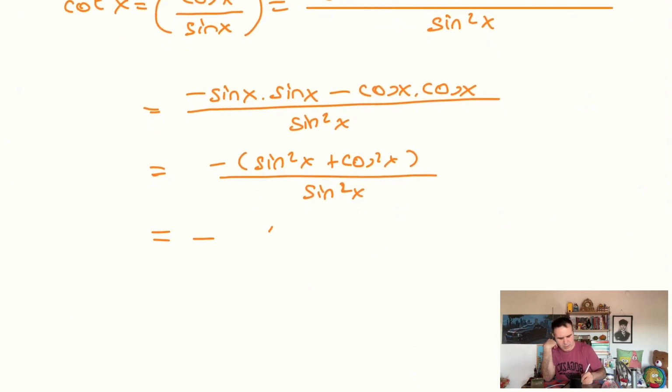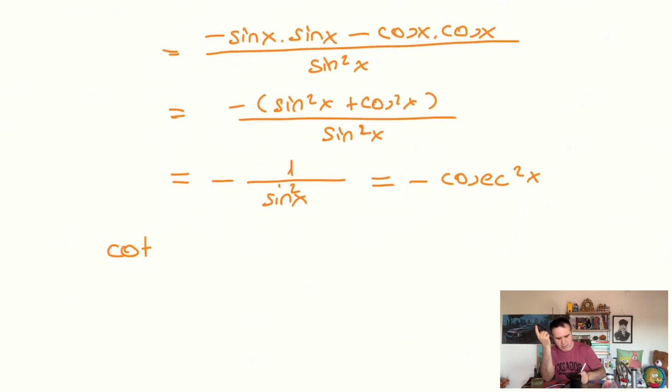Then this will be equal to minus 1 over sine square of x. 1 over sine x is the cosecant x. Then this will be equal to minus cosecant square of x. Then this means that the derivative of cotangent x is equal to minus cosecant square of x.